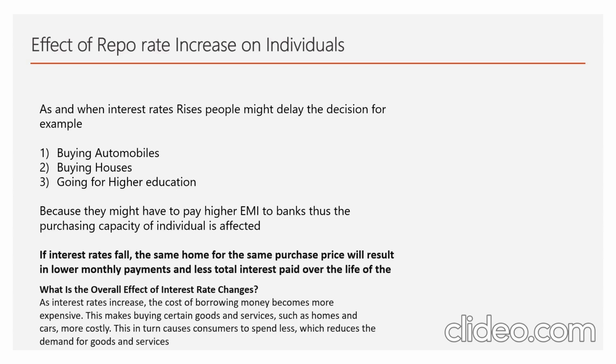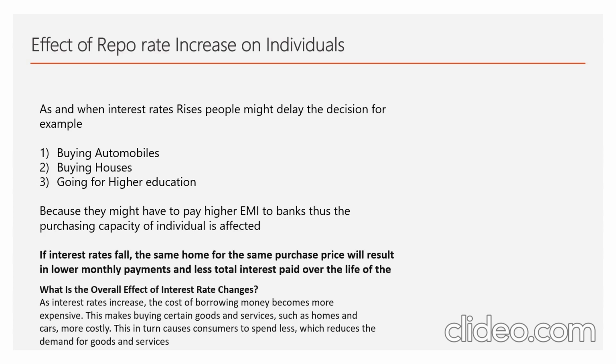So I am going to talk about how a repo rate increase affects the individual. As and when the interest rate rises, people might delay decisions. For example, buying an automobile. They want to buy a car, they might delay it because they know they have to pay more EMI. Buying houses, going for higher education, because they might have to pay a higher EMI. That's the simple logic.